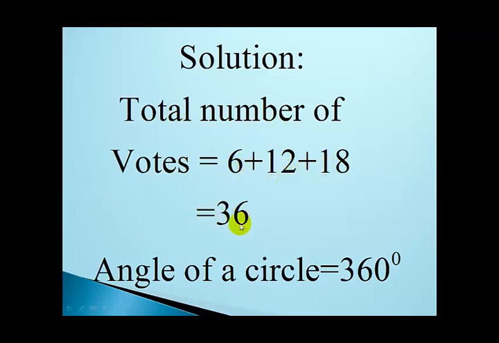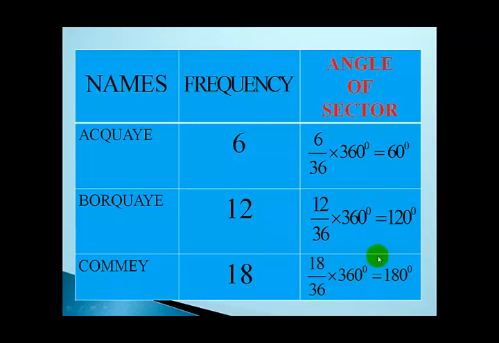Take note that the angle of a circle is equal to 360 degrees because one complete revolution is equivalent to 360 degrees. Now, we construct another table. We have the names, we have the frequency, and we have the angle of a sector because we have to calculate the angle of the sector.